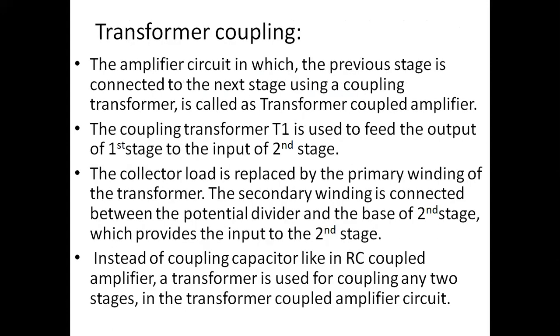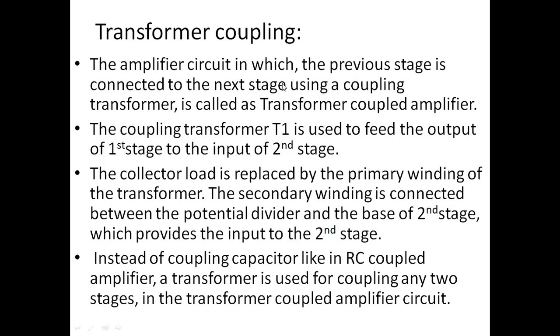The next type of coupling is transformer coupling. The amplifier circuit in which the previous stage is connected to the next stage using a coupling transformer is called a transformer coupled amplifier. In the previous case, we used resistors and capacitors in order to couple the stages. That's why that type of coupling is known as RC coupling. In this case, we are using a transformer in order to connect the stages, so this type of coupling is known as transformer coupling.